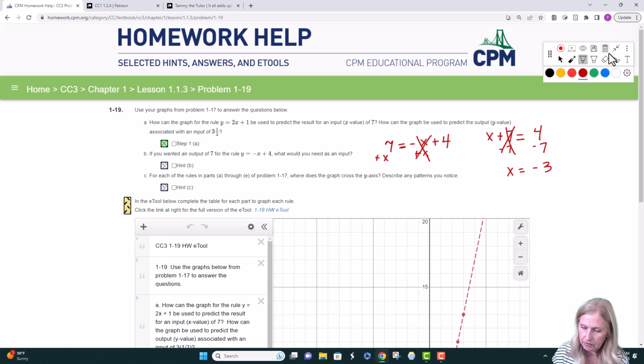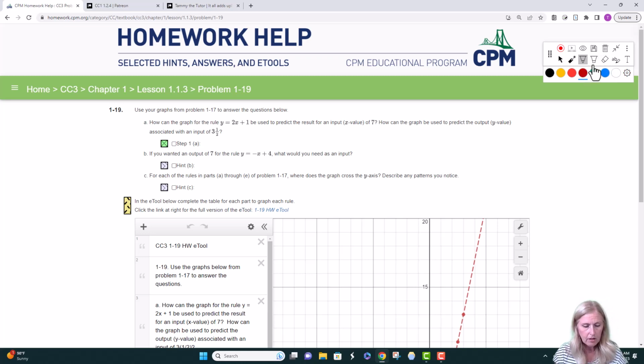Okay, now let me erase all of this and make room for C. For each of the rules in parts A through E of problem 117, where does the graph cross the y-axis? Okay, I have right here problem 117 that was in your lesson in class today. And I'm going to write A through E, and I'm going to write down exactly what those rules or equations were. And we'll go from there.